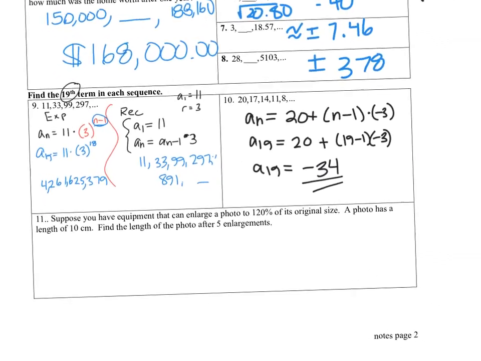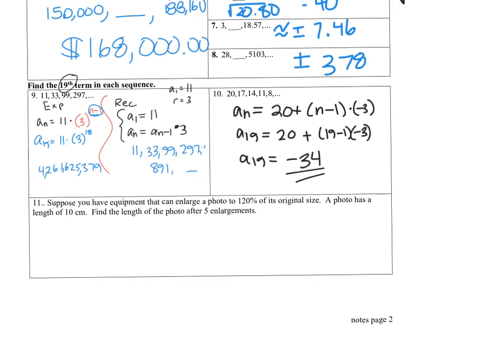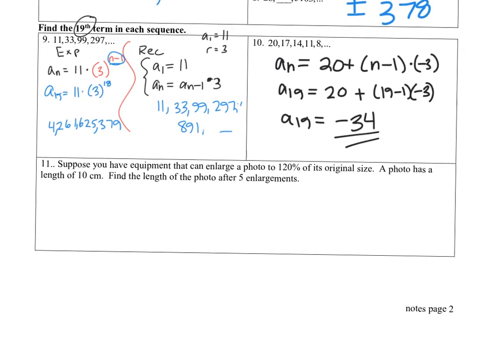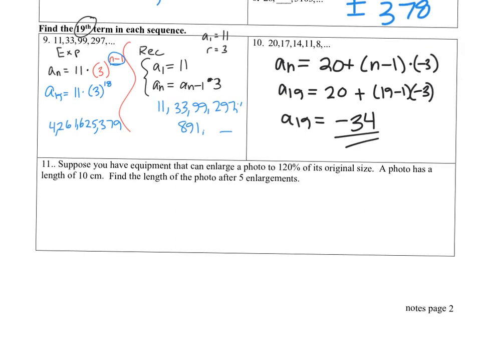Okay, number 11. Suppose you have an equipment that can enlarge a photo to 120% of its original size. A photo has a length of 10 centimeters. Find the length of the photo after 5 enlargements. I'm going to write this sequence out. So the first length is 10 centimeters. So after 1 enlargement, if it's 120% of its original size, the common ratio is going to be 1.2, because 120% as a decimal is 1.2.